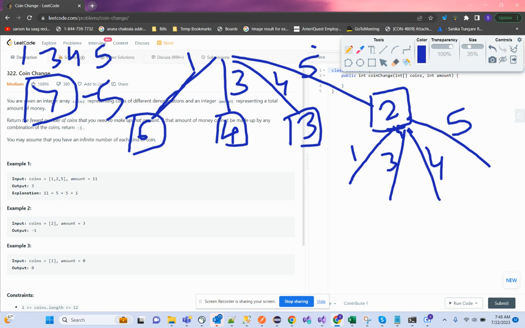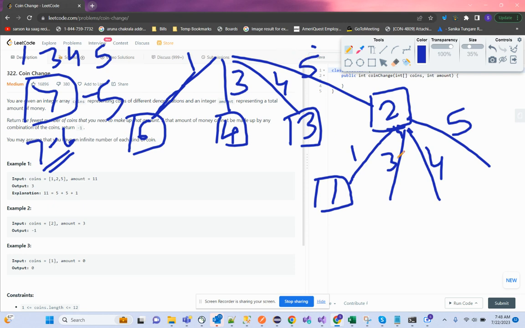Then I'll check again. See, 5 is 1 coin, 1 is 1 coin. 5 plus 1 is 6. 7 minus 6 is how much? 1. So I need only 1 coin after this.